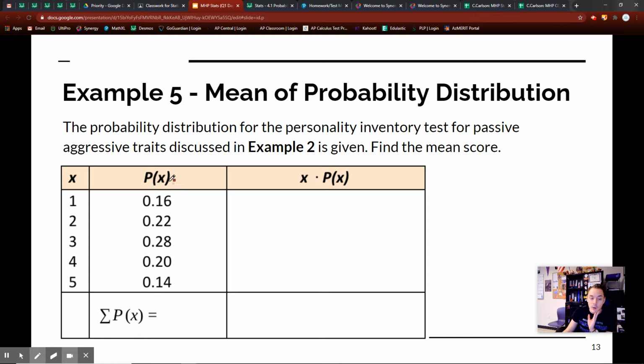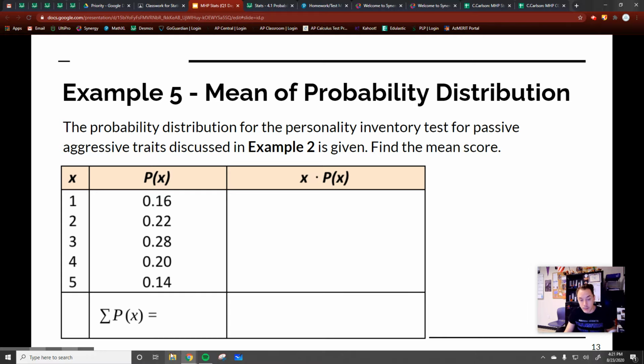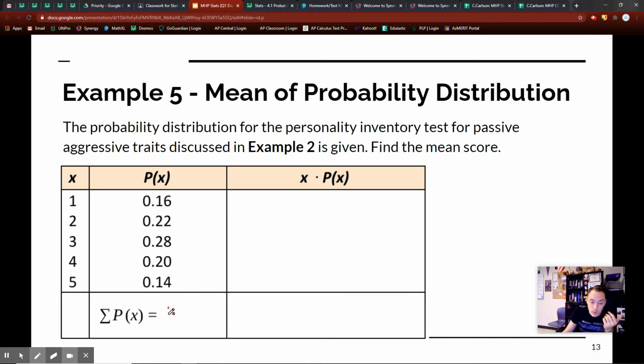And so now we're going to take those that we just got and add them all up. I want to know what they add up to. Well, they should obviously be 1 because it's probability, right? It cannot be more than 1. It cannot be less than 0. So it needs to be 1, and I think we already verified that in that example. So that's the first step. The second step is just to multiply them.